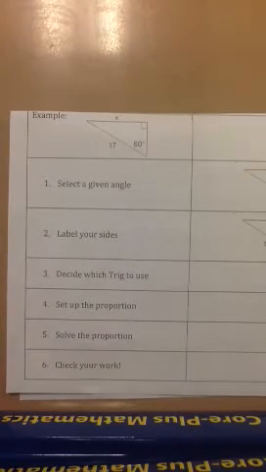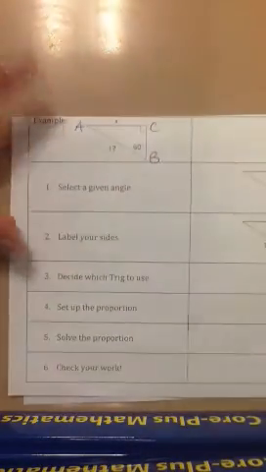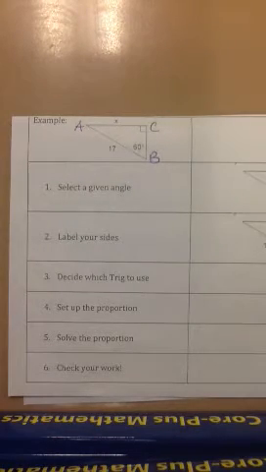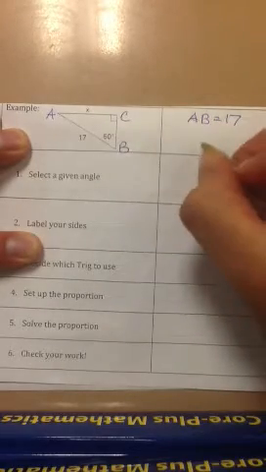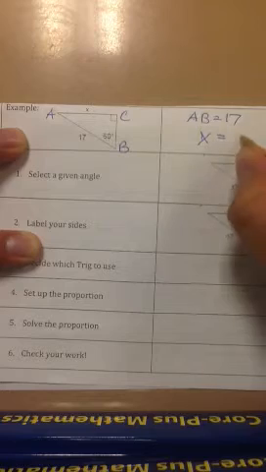So looking at this example here, we're given a right triangle. Let's go ahead and label this right triangle as ABC. Okay? We're given a right triangle. We know that AB is equal to 17. And what they ask us to solve for is this x value, which we know that x is equal to something. But it's going to be the length of AC.